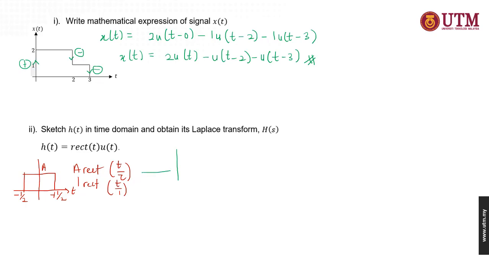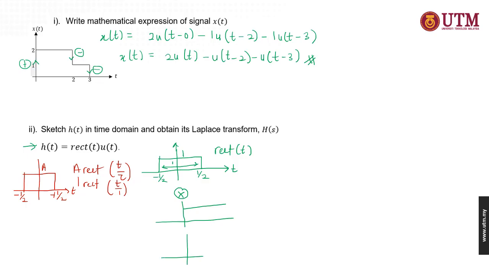So this is your rect(t). The magnitude is 1 and the width is 1, from negative half to positive half. But h(t) equals rect(t) u(t), meaning this rect(t) is multiplied with u(t). u(t) has a positive amplitude at positive t, while at negative t it will be 0. So when you multiply these two signals, you get only the positive side, up to 1 over 2. The magnitude is 1, so this is your h(t).